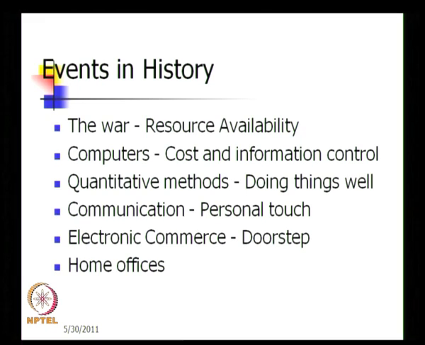Now after that came computers, which were essentially used for cost and information control to begin with, because the early applications were in payroll. After that applications came in purchasing and in information control as well as cost control. So the computers provided a way by which certain things can be done error free and at higher speed. Then came advances in quantitative methods, the field of operations research, which spoke about doing things better, how to optimize and how to achieve the objectives in the context of resource constraints.